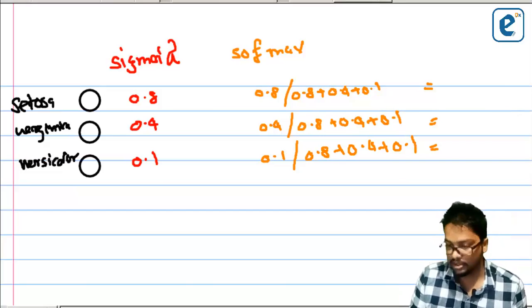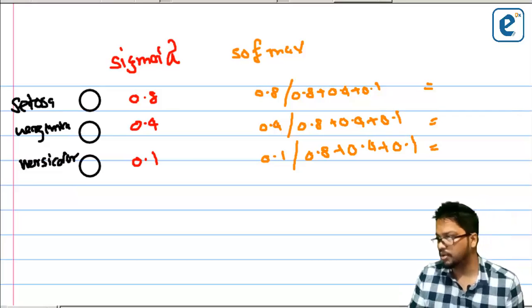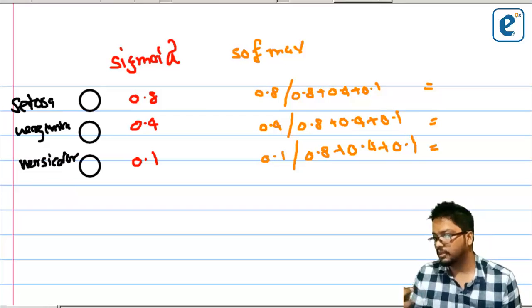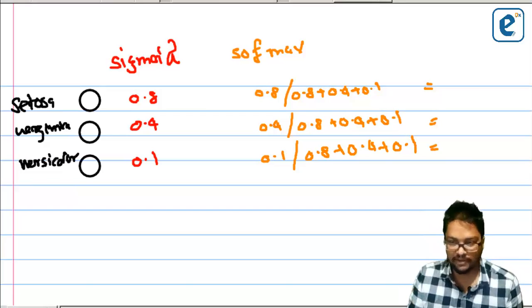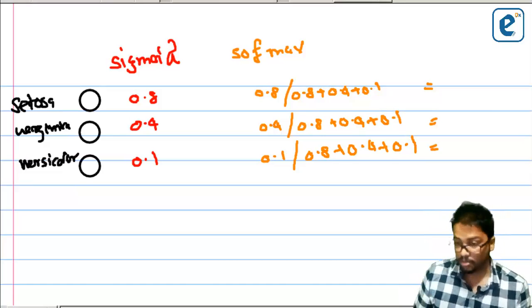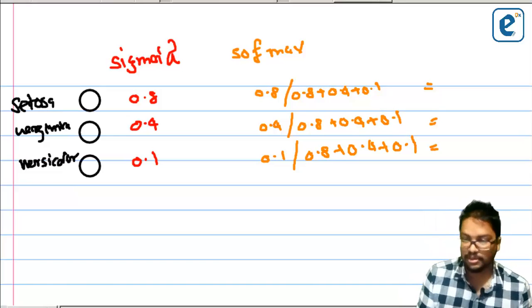1.3, and also the last one, 0.1 divided by 1.3, right? So that's what you are going to get as the output. Now the specialty here that I will show you is that we are going to get a probability.